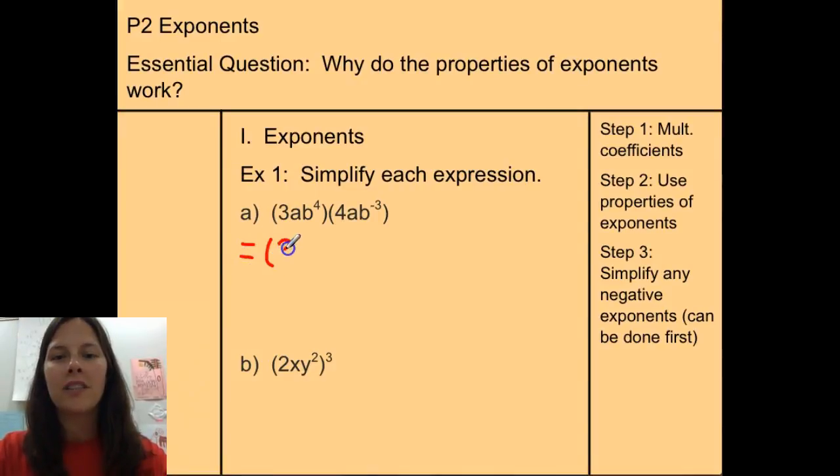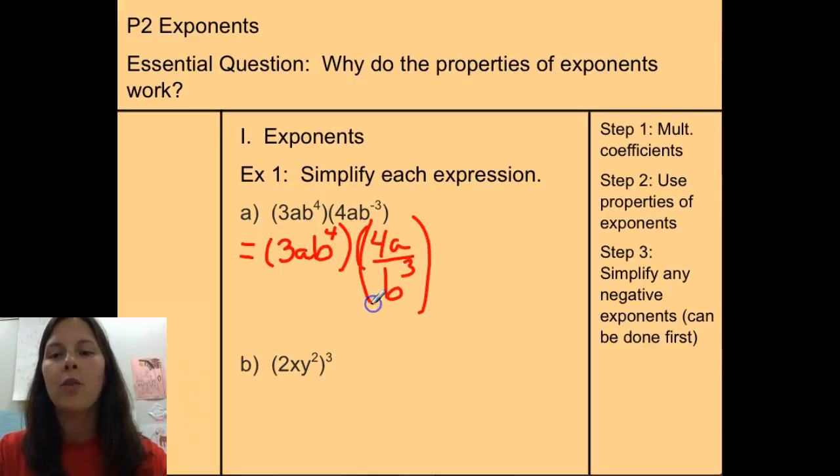We'll leave our first expression alone. That second expression, just the piece with the negative power, will move to the denominator. The 4 and a both have positive exponents, so they stay where they are. We'll multiply straight across. 4 times 3 gives us 12. A times a is a squared. And then when we have b to the fourth divided by b cubed, that leaves us with b to the first power, or just b.